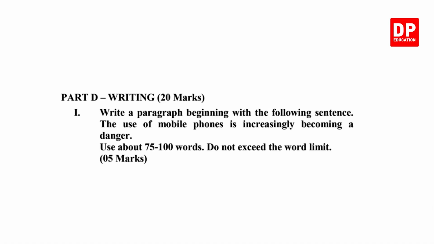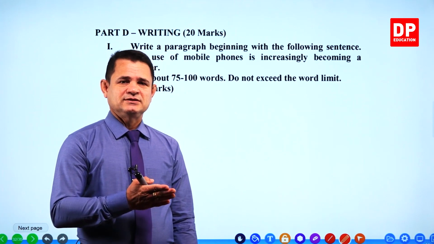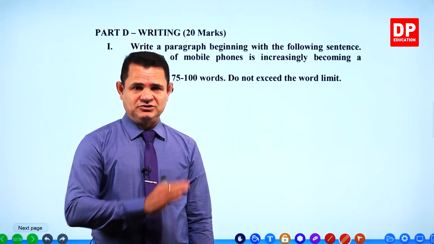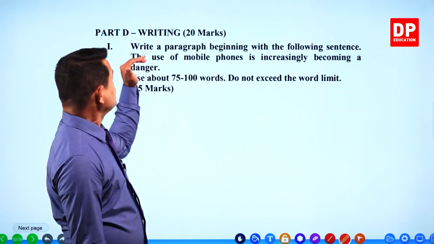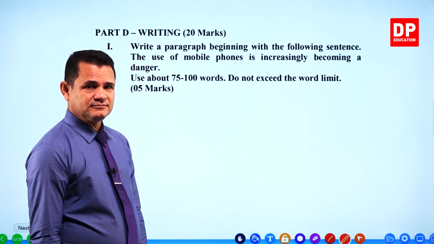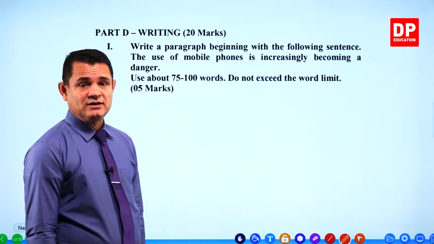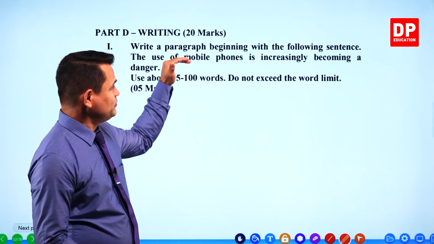Now the next part. Now we finished part C, that is comprehension. And now we have come to part D, that is writing. So in this paper for that you get 20 marks. Then මේ කොටසද බලන්න ලකුණු 20ක් තියෙනවා මෙතන.